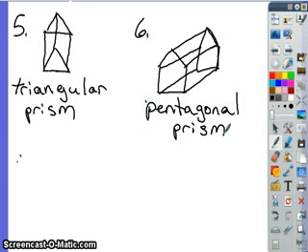Let's do 7 and 8. 7. First of all, prism or pyramid? Elijah, prism or pyramid? You said prism. Excellent. 7 is a prism.